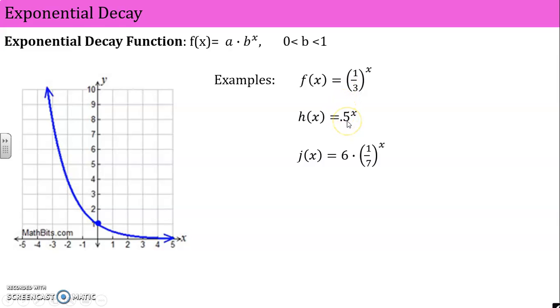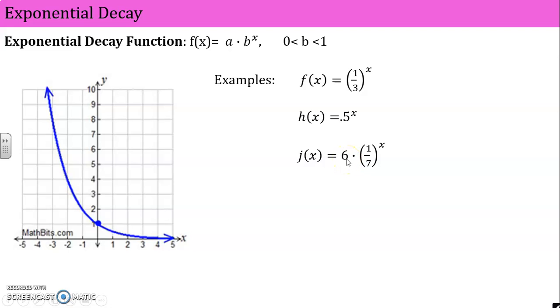Same deal down here with h, right? X is your exponent. 0.5 is the base. And since 0.5 is between 0 and 1, this classifies as exponential decay. This last one is the most confusing, that 6 is there to throw you off. Once again, that x exponent only applies to the 1/7. It does not apply to the 6. So 1/7 is the base. And since that base is between 0 and 1, this is classified as exponential decay.